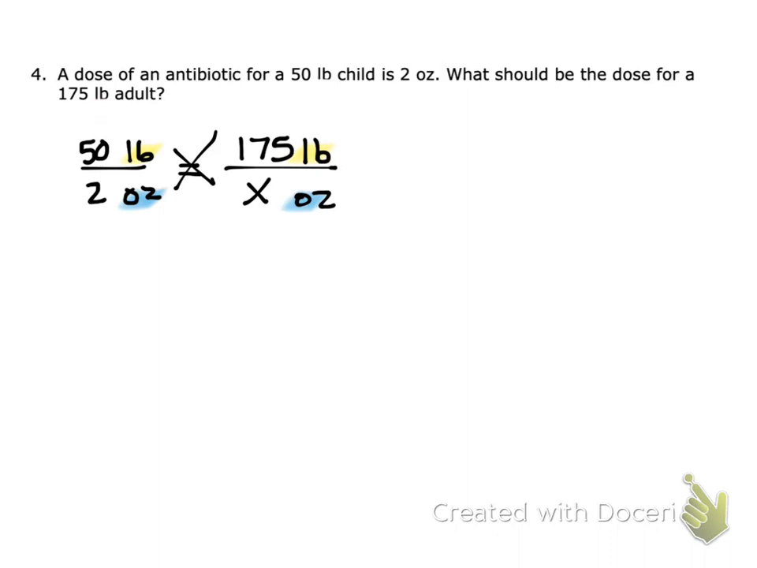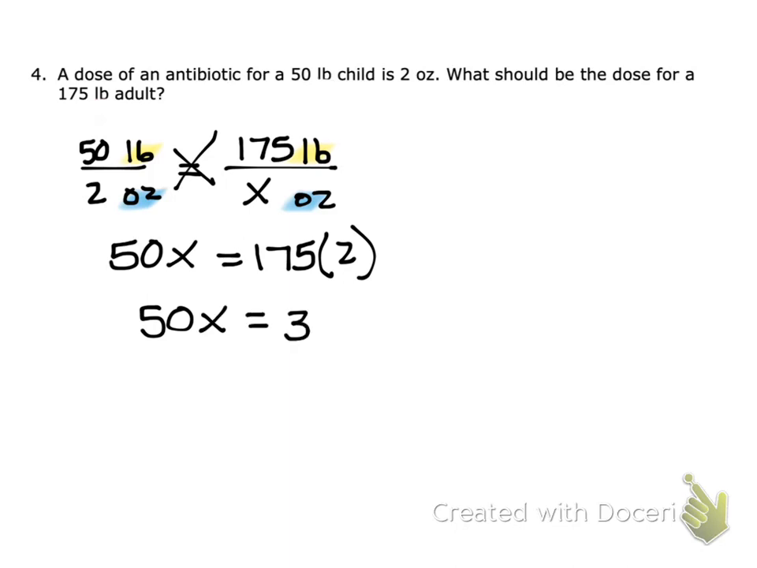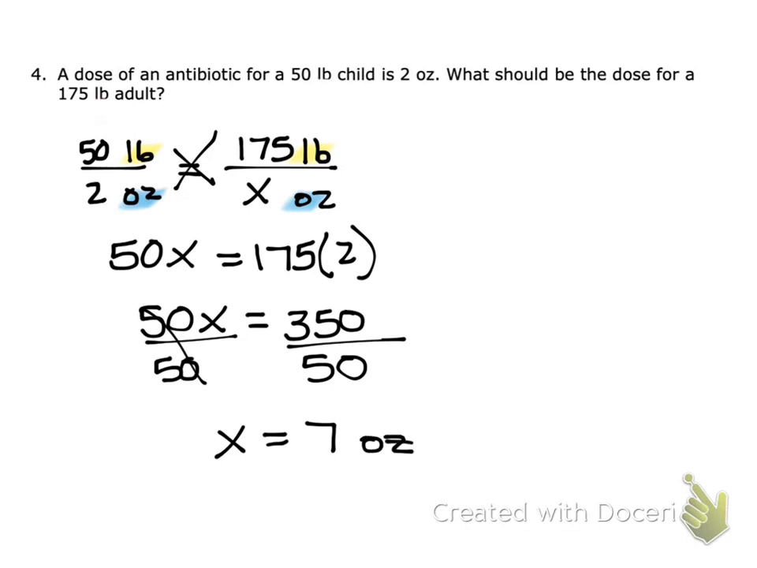We're going to cross multiply. So 50X equals 175 times 2. 50X equals 350. We'll divide both sides by 50, and we get X equals 7 ounces.